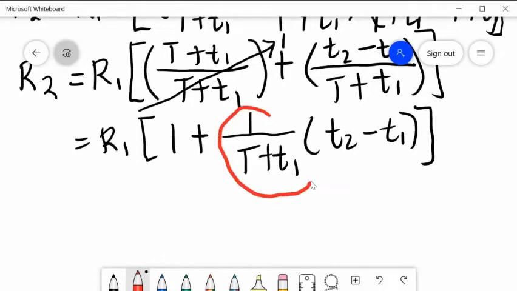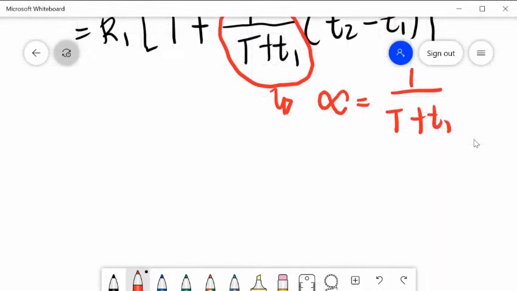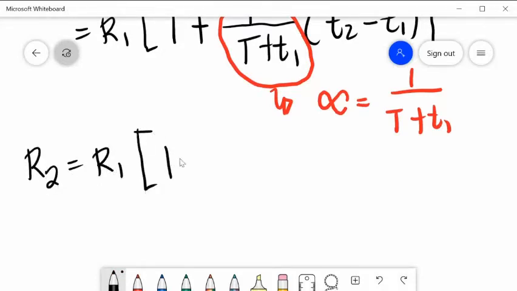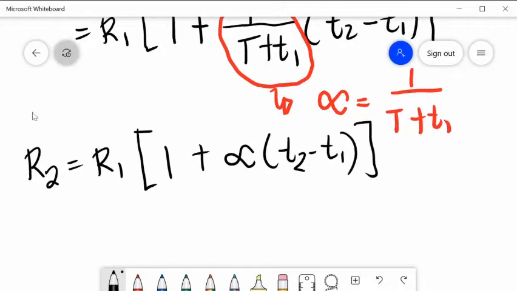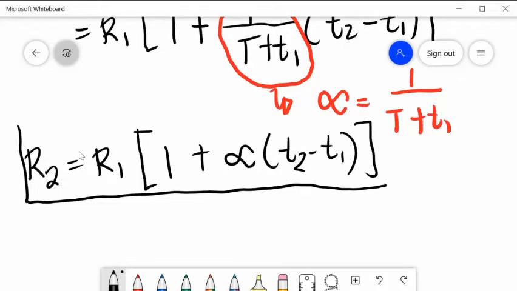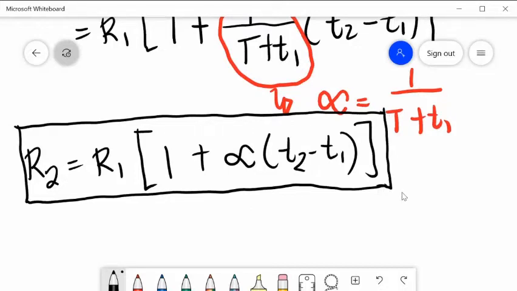So this is now your temperature coefficient of resistance. We will equate it to the Greek lowercase alpha. So alpha is 1 over T plus T1. Simplifying our equation, we now get R2 equals R1 multiplied by 1 plus alpha times T2 minus T1. So this is now the formula of R2 regarding temperature coefficient of resistance.